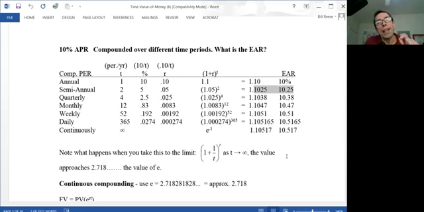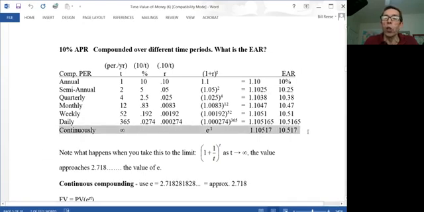All right. So in the next video, we're going to go down here to this concept, which is kind of a curious concept, but a very interesting one, and one that's used a lot in finance, that concept of continuous compounding.